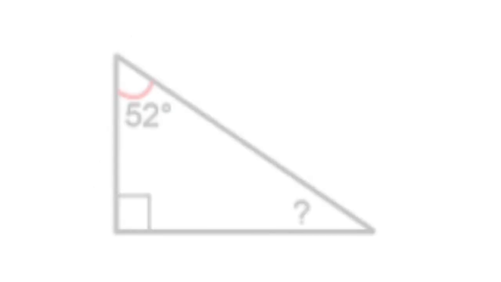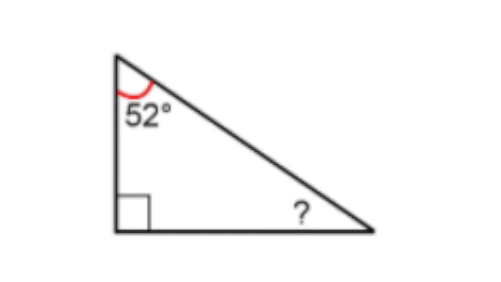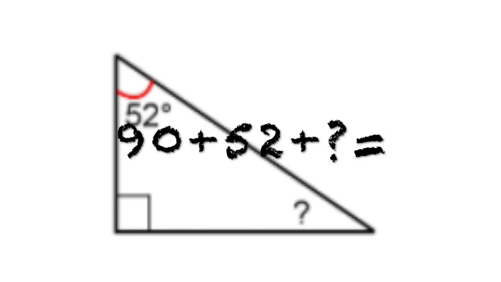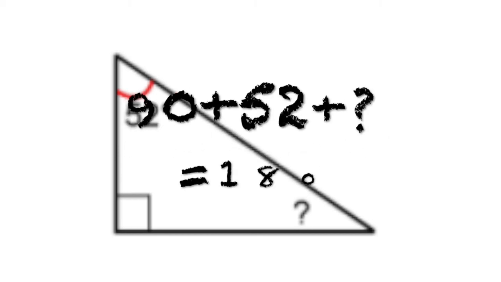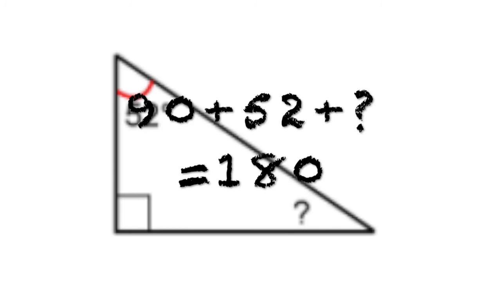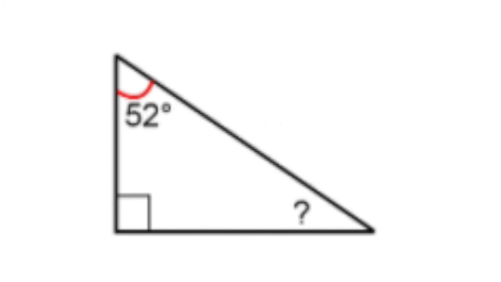Now let's try another one, just to reaffirm that knowledge. In this triangle, we have a right angle. That's noted with that perfect little square. So that is equal to what? 90 degrees. So we now know that 90 plus 52 plus our mystery angle should equal 180, exactly. So now we can solve that the same way we did before. So we'll take 180 minus 52 minus 90, and that should give us our mystery angle.